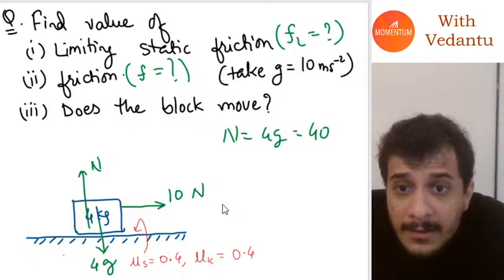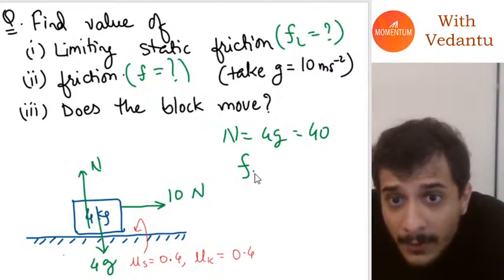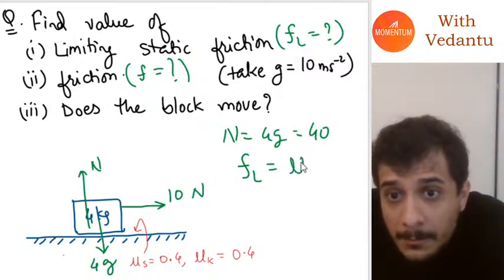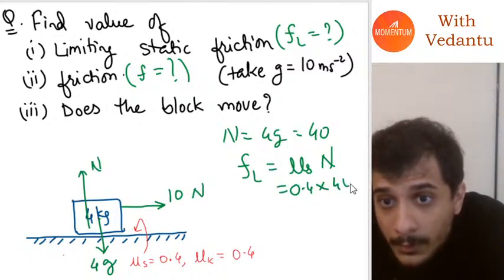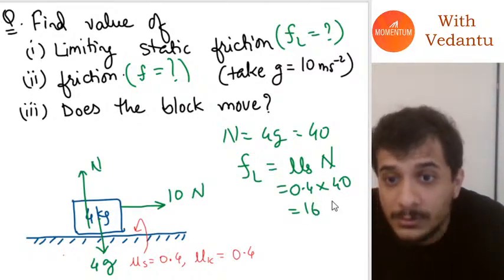Now, what will be the value of limiting friction? That will be mu s into N. That will be 0.4 into 40. That will be 16 Newton.